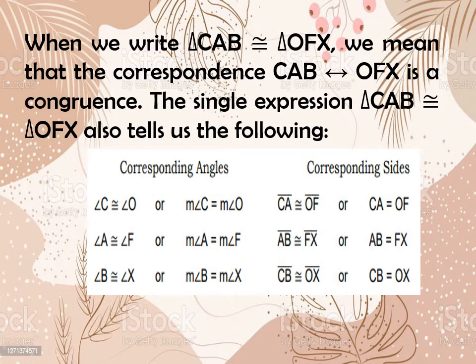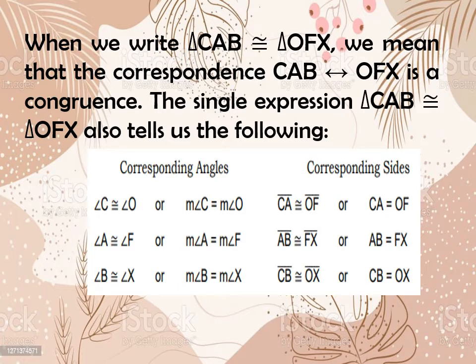For the corresponding angles, angle C is congruent to angle O, or the measurement of angle C is equal to the measurement of angle O. Angle A congruent to angle F, or the measurement of angle A is equal to the measurement of angle F. If we have angle B congruent to angle X, it means the measurement of angle B is equal to the measurement of angle X.